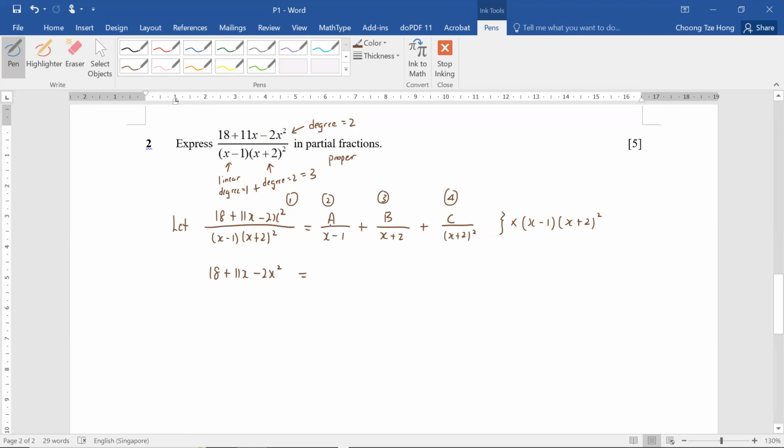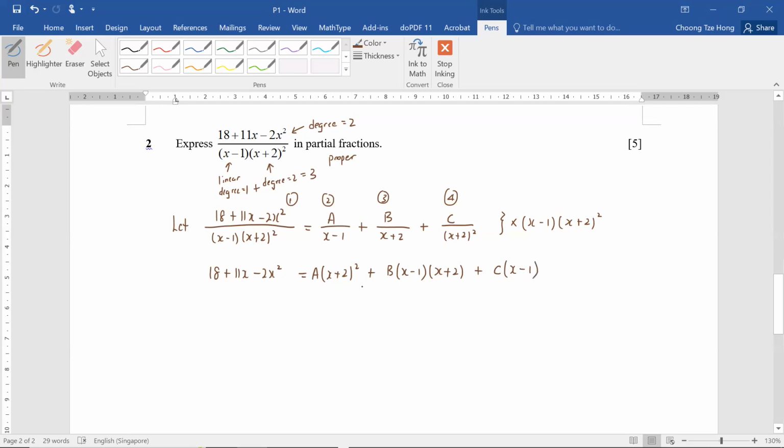For term number 2, A over x - 1 times (x - 1)(x + 2)², the x - 1 will cancel off and we are just left with this. For term number 3, we'll be left with the x - 1 and one more x + 2. Then for term number 4, we'll be left with x - 1.